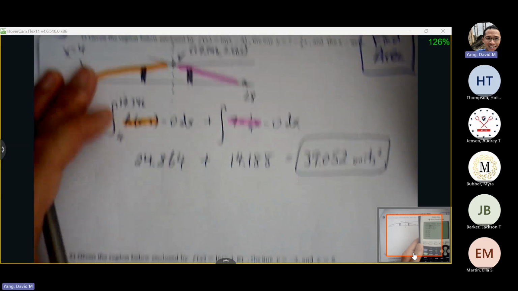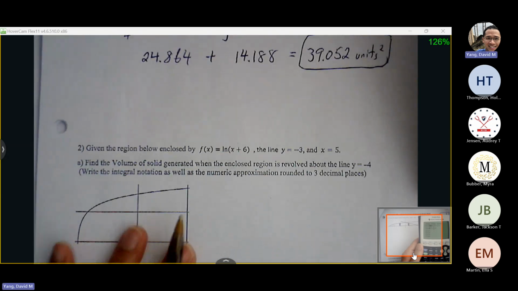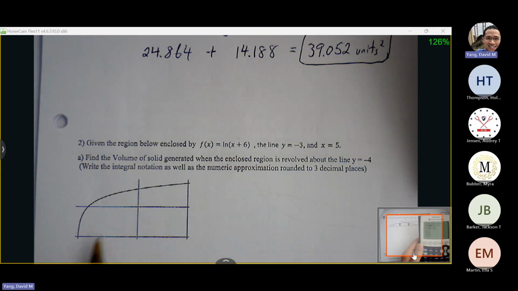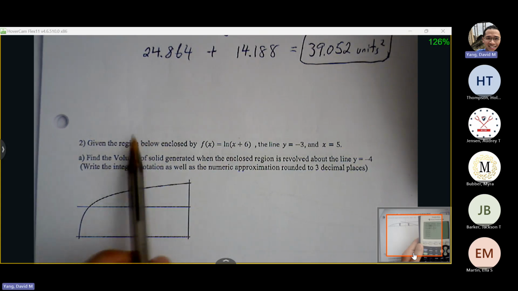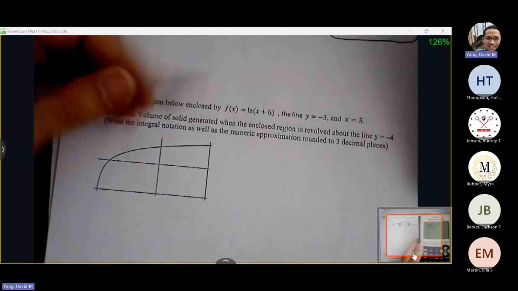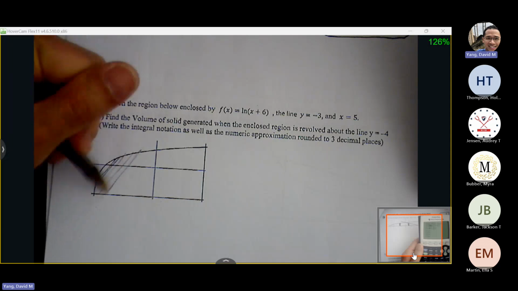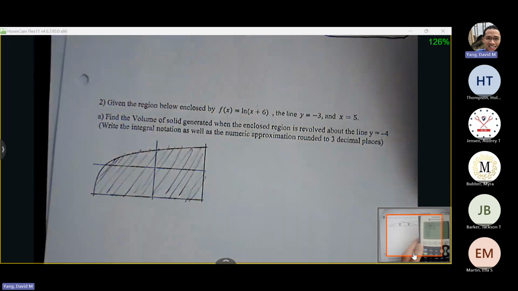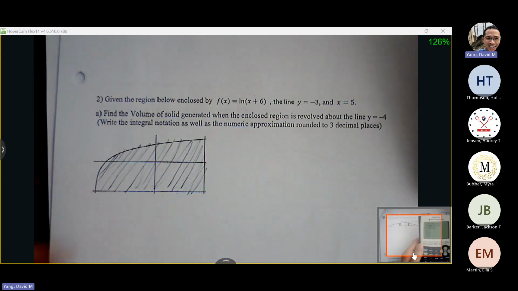All right, part B, number 2. We have our shaded region. Notice the boundaries they tell us: natural log of x plus 6, y equals -3, and x equals 5. Notice that they don't indicate anything about the x or y axis. So the x and y axis are just the background. It's not any boundary for our shaded region. So we're going to ignore the x and y axis, just there to give you some perspective. So we have our natural log, y equals -3, and x equals 5.